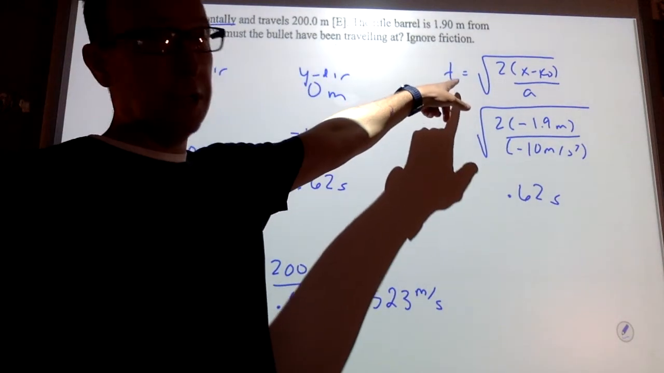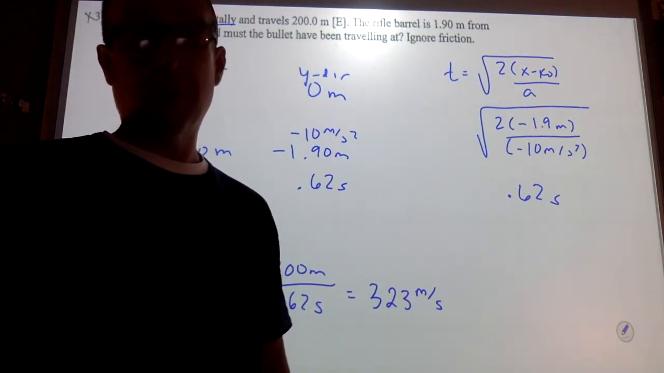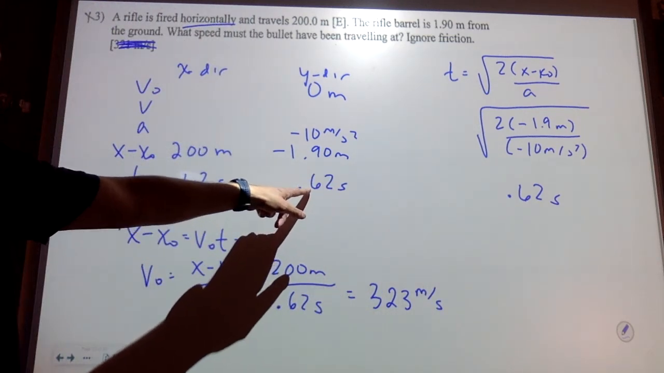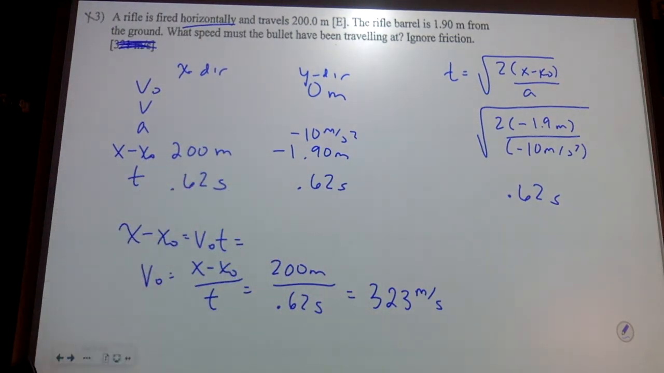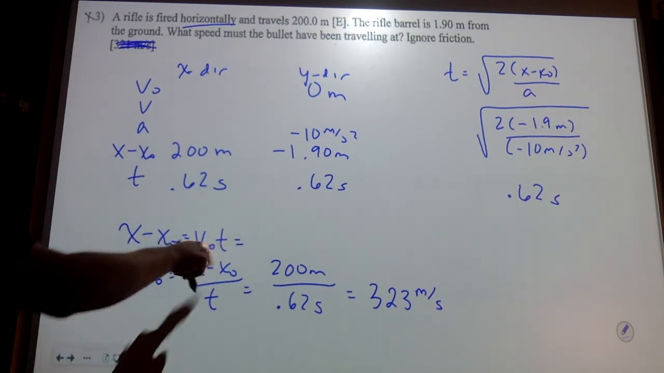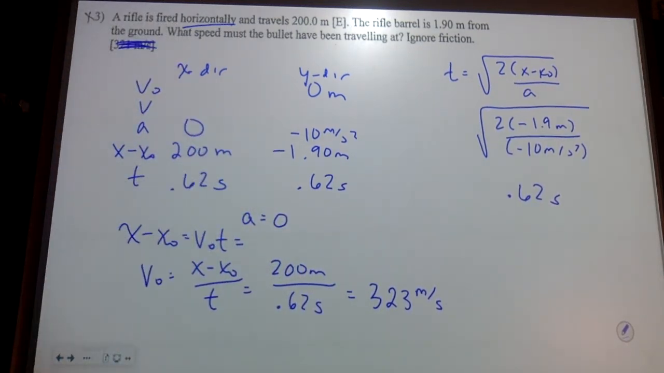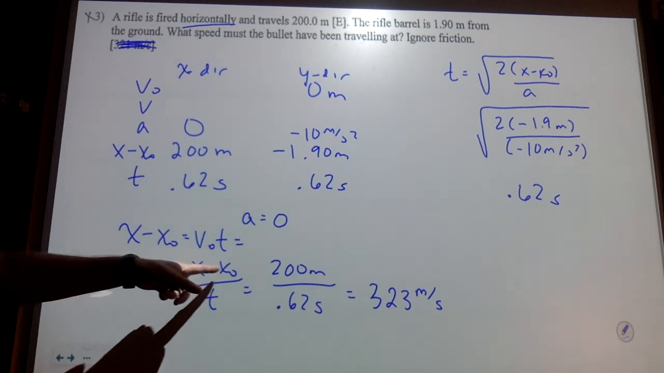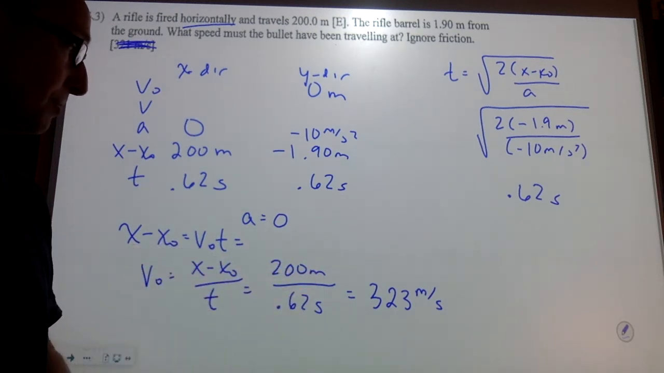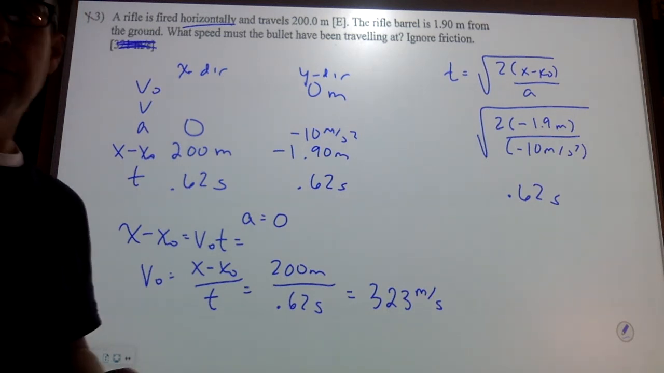So again, I used my equation: x minus x naught equals v naught t plus 1/2 a t squared. I solve for t. I got 0.62 seconds. I plugged that in my chart for the y direction and the x direction. And then in the x direction, I did x minus x naught equals v naught t because there is no acceleration. Remember, this is 0. And when I move this around, I get that v naught is x minus x naught over t. So that's 200 meters divided by 0.62 seconds, which is 323 meters per second.